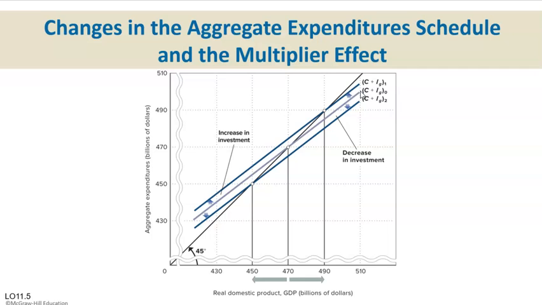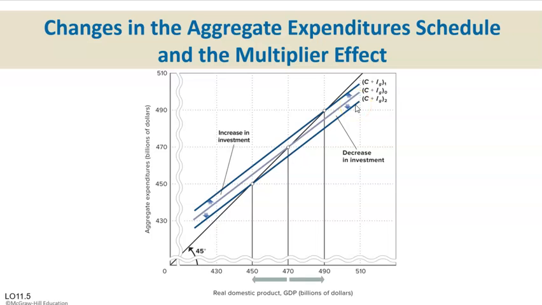And it's very easy to do. You just want to find where your line crosses this 45-degree reference line. At the 45-degree reference line, that's where aggregate expenditures are equal to GDP. So in this case, our equilibrium GDP is 470 billion, right at the intersection point between the aggregate expenditures line and the 45-degree reference line.